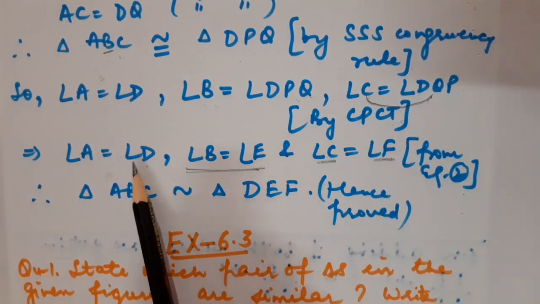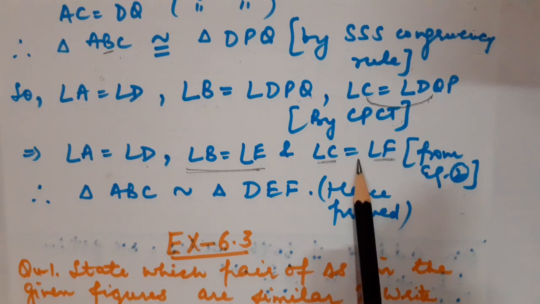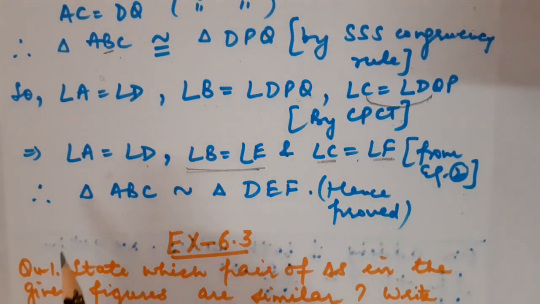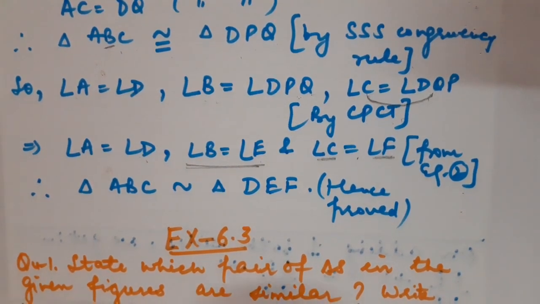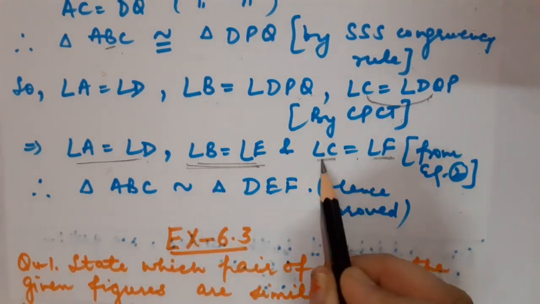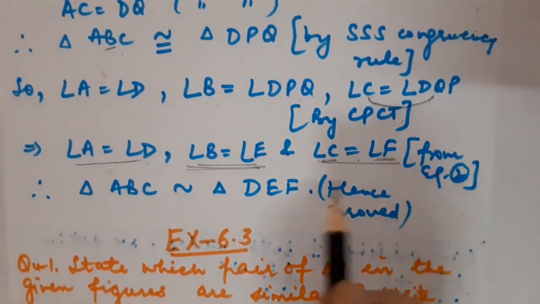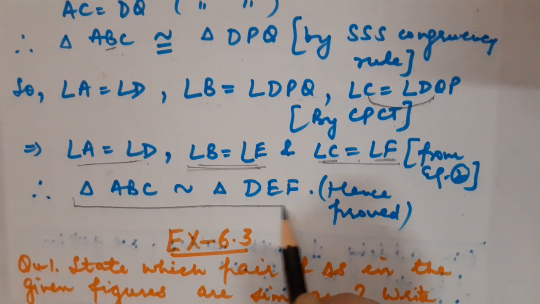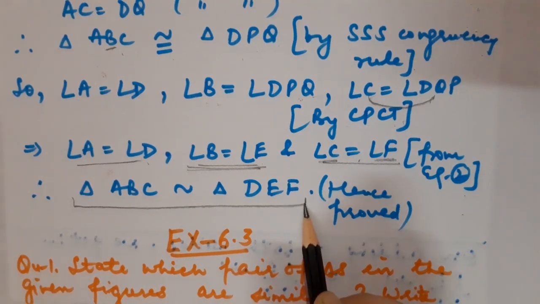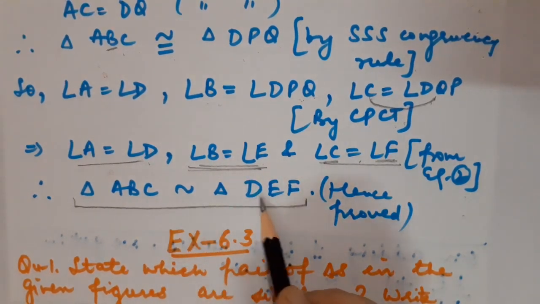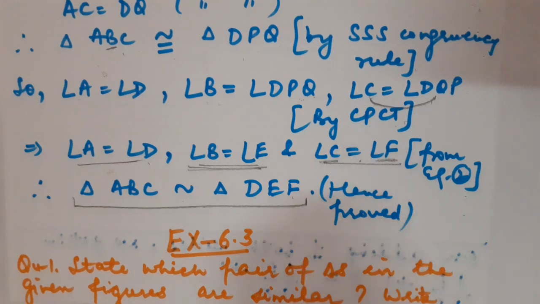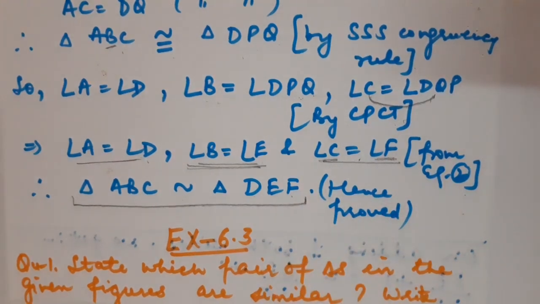Okay. So now I have proved that all the three corresponding angles are also equal. When the corresponding sides are given in the same ratio, and all the three corresponding angles I have proved equal, it means both the conditions of similarity of two triangles are satisfied. So we can say that triangle ABC is similar to triangle DEF. Fine children? So this is hence proved.